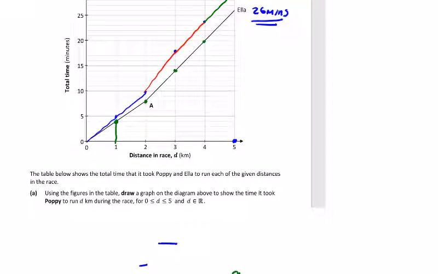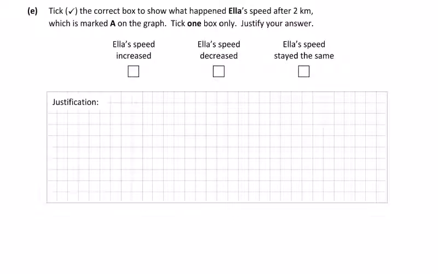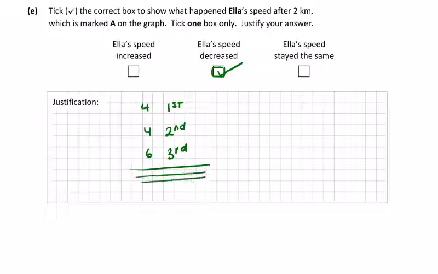Well, the first kilometer took 4. The second one is up to 8 minutes. That took 4. The third one is up to 14 minutes. So that took 6. So she slowed significantly at this point. 4 and 4 and 6 is 14. So let's go back down. So you can see Ella's speed decreased. So it has to be this box. Tick one box only. And 4 for the first, 4 for the second, and 6 for the third is the justification here, in whatever way you want to write it.